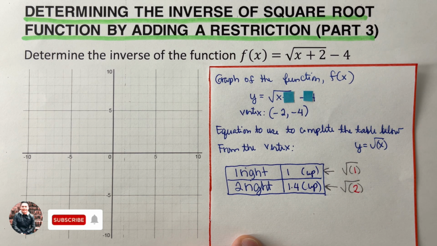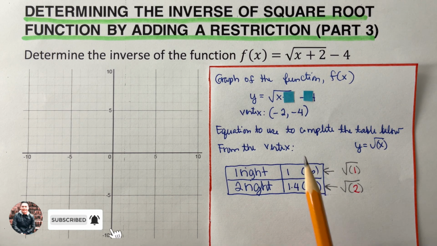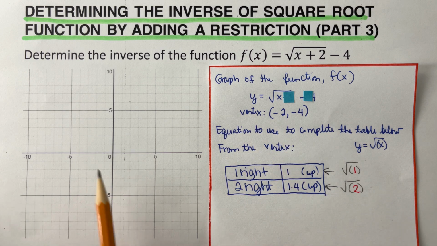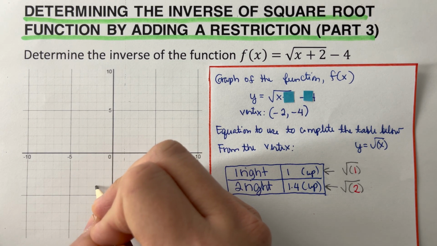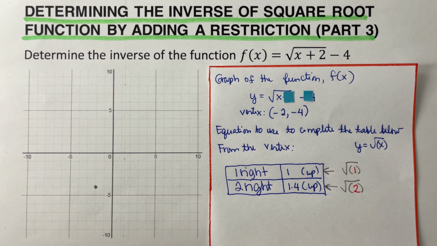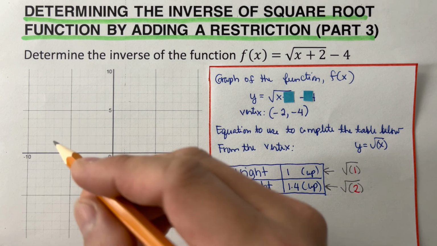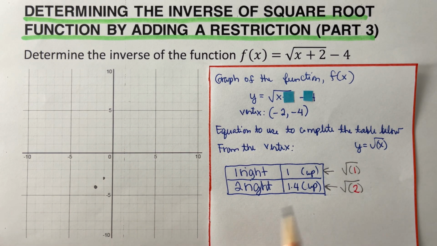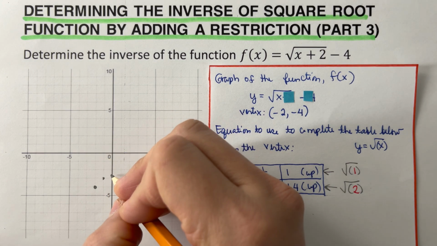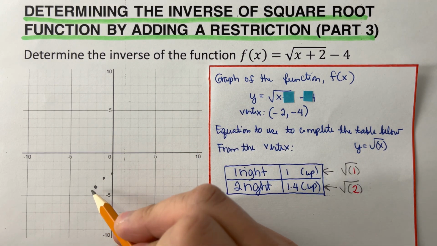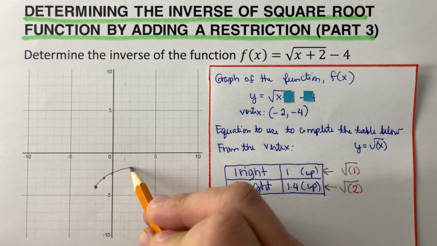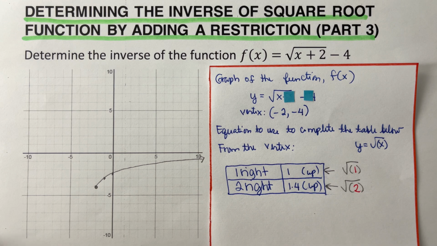So then we can go ahead and sketch the graph. We start from the vertex, which is negative 2, negative 4. So I go negative 2, go down to negative 4. So it's going to sit right here. And then from the vertex, we go 1 right and 1 up. And then after that, we go 2 right and 1.4 up. So it's going to sit here. So then we can say that we can sketch the graph of this function like this. So that's the approximate graph.